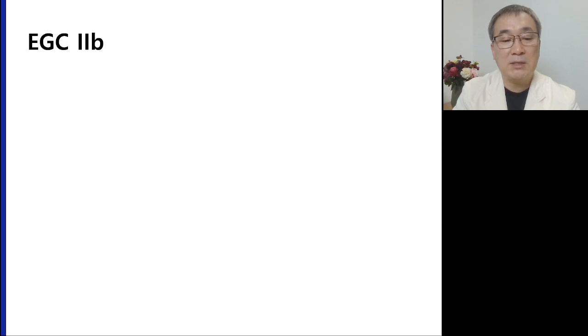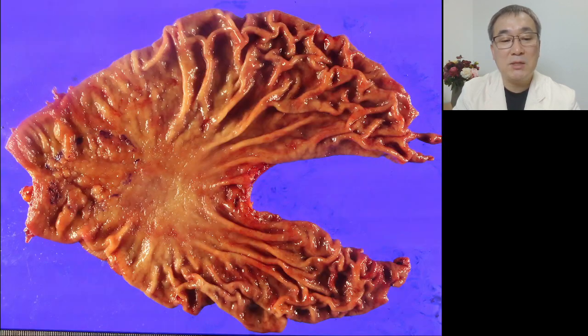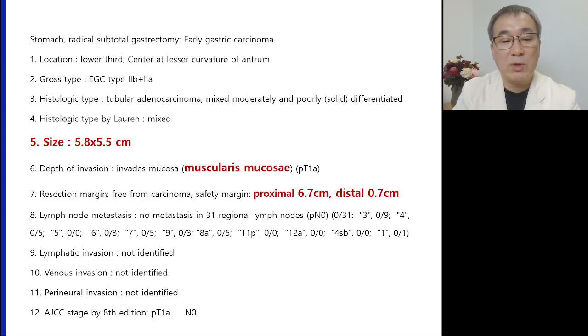The second case is EGC 2B. Can you see the border of this superficial lesion? Do you agree with me? Anyway, subtotal gastrectomy was done, and the size was more than 5 cm, but it was limited in the muscularis mucosa.